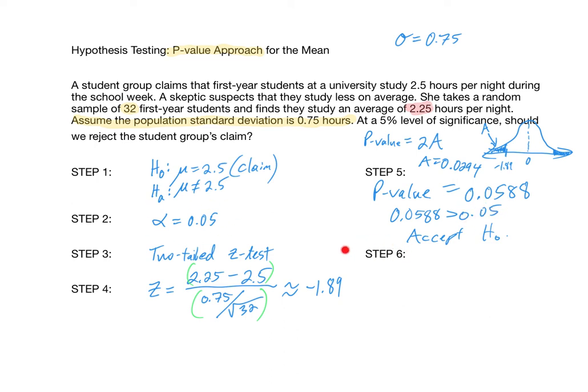And finally, in step 6, we need to make a statement about the claim and interpret our results. So we were told by the test to accept the null hypothesis. So that means we want to accept this thing here. And this thing is, in fact, the claim. So since we're accepting this and it is the claim, that means we're going to accept the claim. We are doing this at a 5% level of significance. So at the 5% level of significance, we accept the student group's claim.